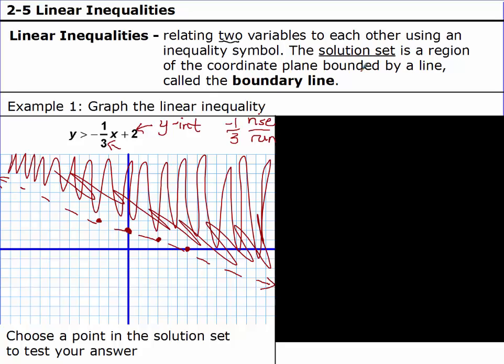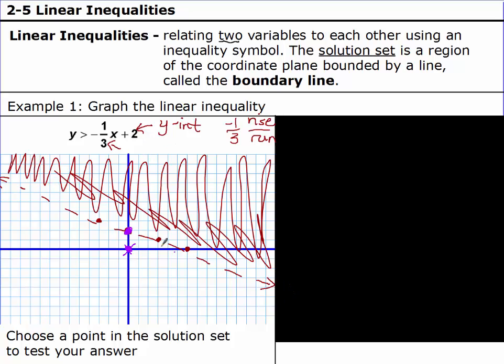You'll see down here it says choose a point in the solution set to test. Rather than do that, I just want to talk to you about multiple choice. Usually they'll say which of the following points is in the solution set. Your answer choice would be like 0, 0. Well, that's obviously outside, not in the shaded part, so that'd be wrong. But then they'll give you 0, 2. That was our y-intercept, and that's on the line.